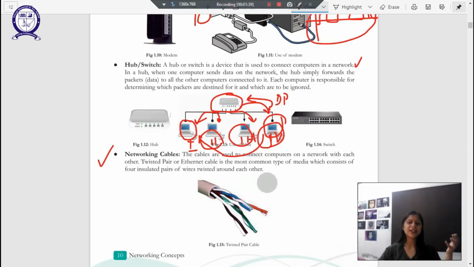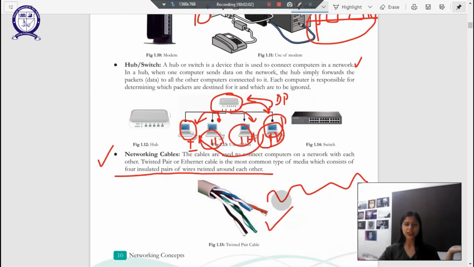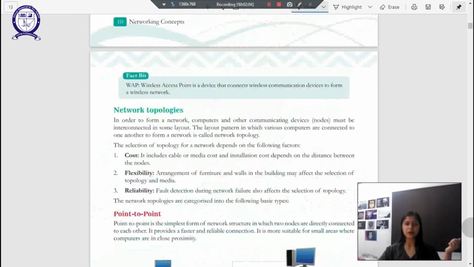Networking cables. So these are, of course, the wires which are essential so that we can connect our systems in a network. The examples of them are twisted pair cables or Ethernet cables, and they're the most common type of media, which consists of 4 insulated pairs of wires twisted around each other. So these are the wires that we're talking about.